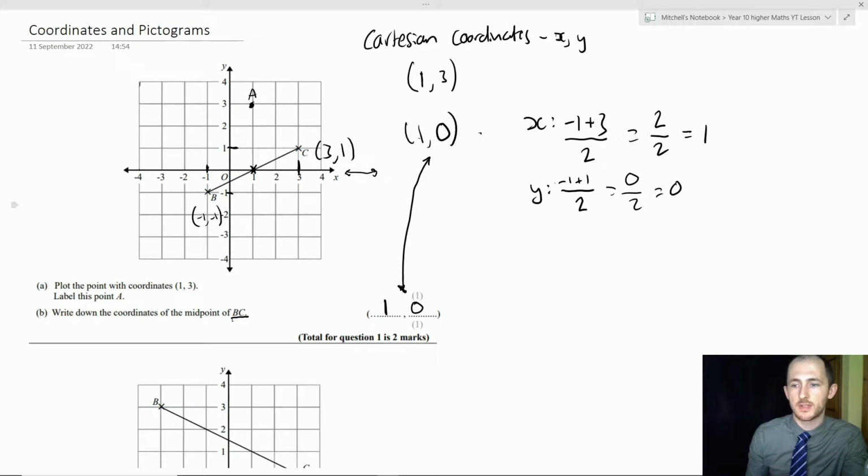So you can also just add together the x values and divide them by 2, add together the y values and divide them by 2. That'll also give you the exact same answer. Okay? So that's it for the first question. So if we label this question 1.